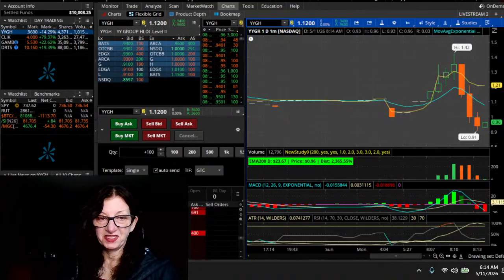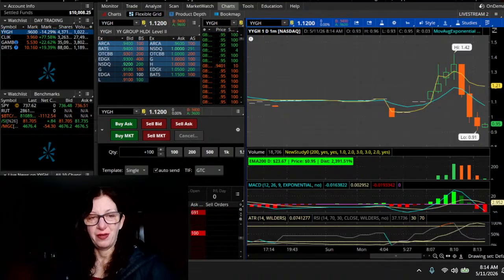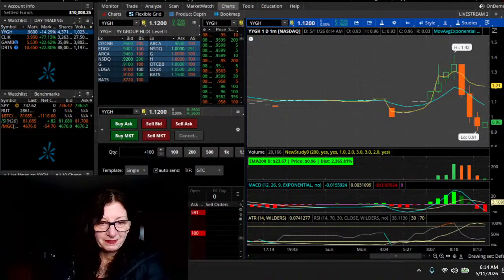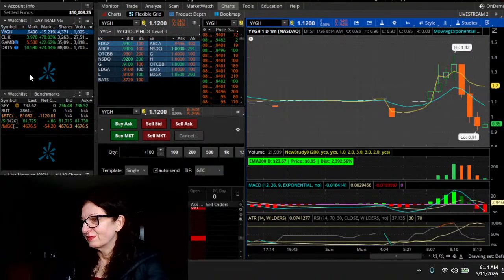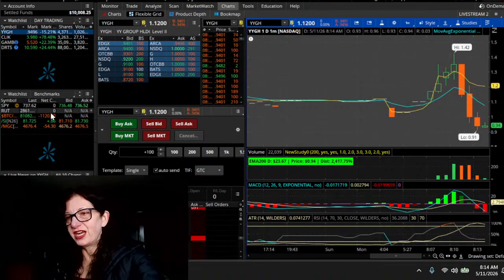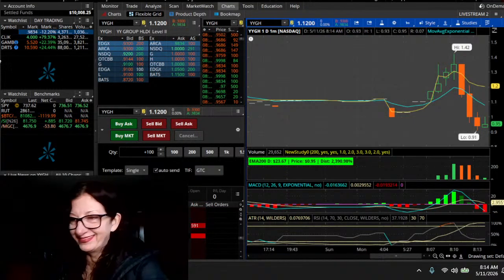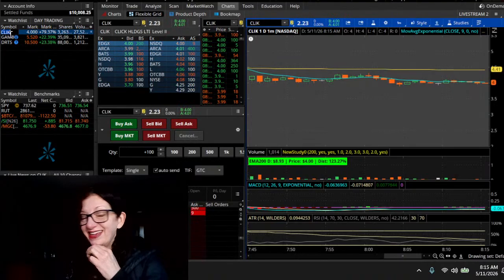I see things up on my scanner, but a lot of them are like NVEC, $120, MNDY, $90, MRAM, $37. These are well out of my price range. All right, so let's take YYGH off the, not to be superstitious, but I don't like looking at that. Now I do sound like a gambler.